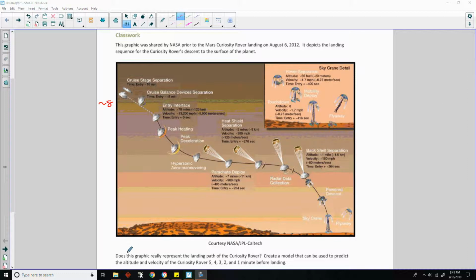So the question down here says, does this graphic really represent the landing path of the Curiosity rover? Did it really shoot over here and then curve and then slow down like this and then land? And it says create a model that can be used to predict the altitude and velocity of the Curiosity rover 5, 4, 3, 2, and 1 minutes before landing.